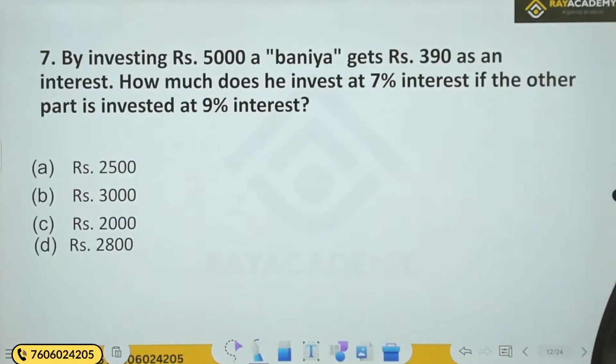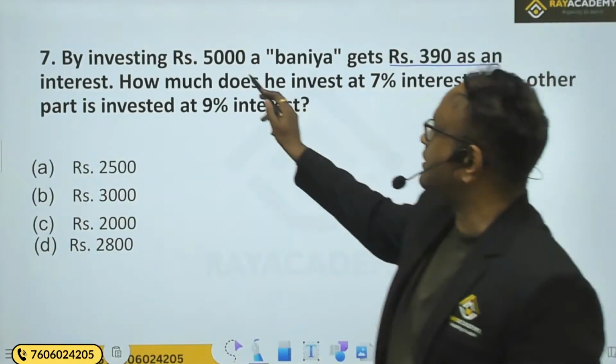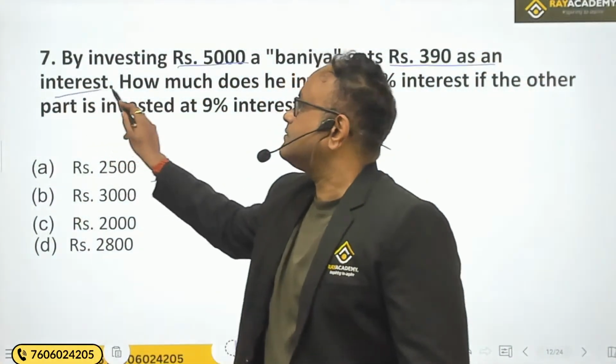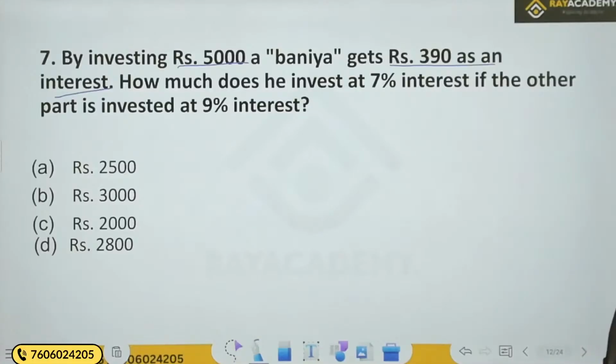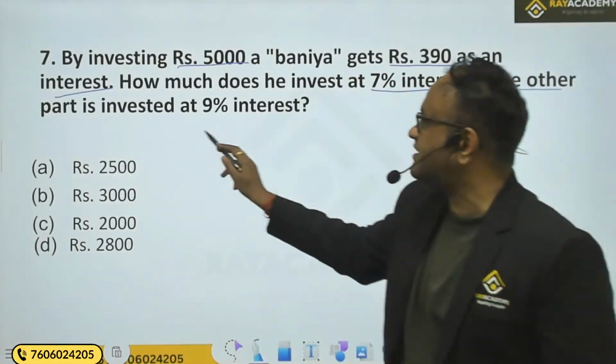Let's go to the next question. This is also a kind of percentage question. By investing 5,000 rupees, a Bania gets 390 rupees as an interest. Total interest he got is 390, the investment is 5,000. How much does he invest at 7% interest if the other part is invested at 9% interest?